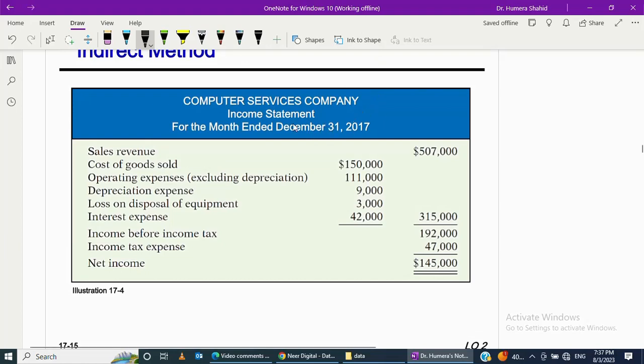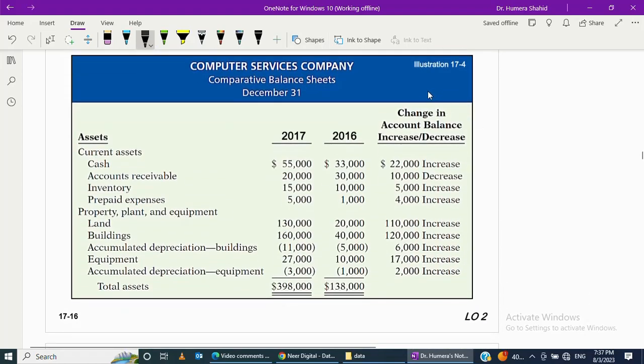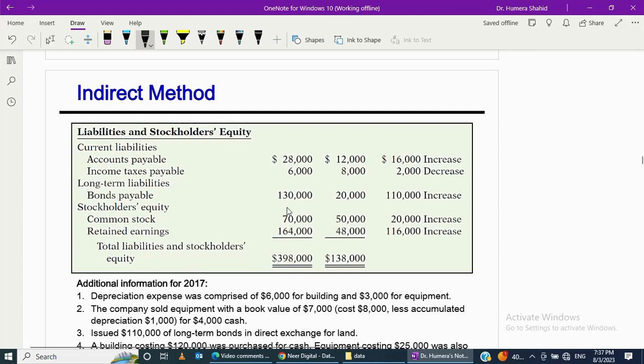Computer service company income statement, current year income statement. So what is the current year? 2017. It means we need to prepare the cash flow statement for 2017. We have sales revenue. You know how an income statement looks: all the expenses, then tax, and then net income. Then you have the comparative balance sheet. These changes you have to calculate; they will not be given. Comparative balance sheet means you have last year and current year balance sheets with you. All the assets are here and the liabilities are on the next slide.